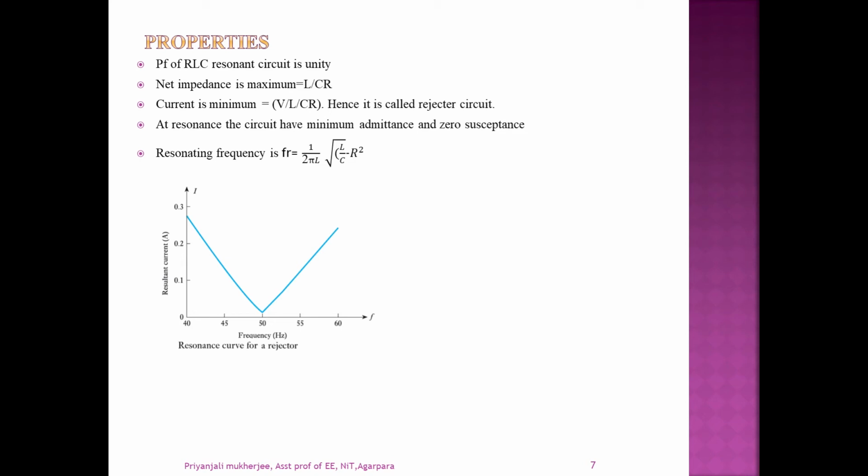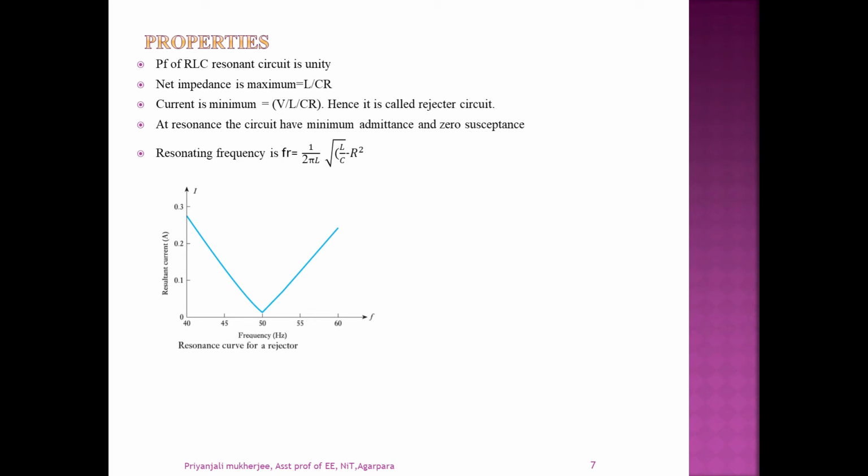Next are the properties of the parallel RLC resonance circuit. Here also the power factor is unity, that means at resonance it works as a purely resistive circuit. The current at resonance is V by L by CR, and it is in phase with the applied voltage, and the value of the current at resonance is minimum, and hence it is called the rejector circuit. The impedance is maximum, that is L by CR. The admittance is also minimum, and the net susceptance is 0 at resonance.